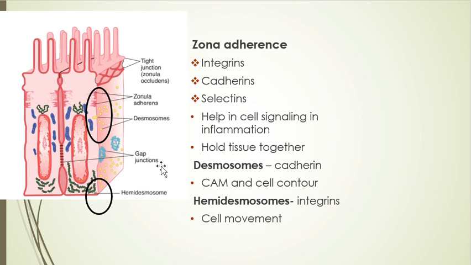Coming to hemidesmosome, hemidesmosomes play the same role, but they are present on the lower surface, connected with the basal lamina. The basal lamina is the layer just below the epithelium. And the most important thing is they are connected with intermediate filaments, in which the most important is integrin. Integrin is further connected with actin, which helps in cell movement. So that's why hemidesmosomes play a role in cell movement.